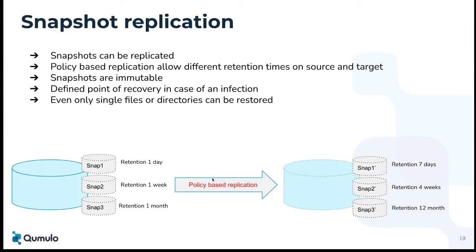And our replication feature allows you to replicate snapshots and keep different retention times in the different locations, which makes it more attractive. For example, you have a snapshot policy with a retention time of 1 day on the primary system. It's being replicated to the second system, but there it's kept for 7 days, and so forth. A second snapshot policy creates snapshots that are kept for 1 week on the primary side and for 4 weeks on the secondary side, and so forth.